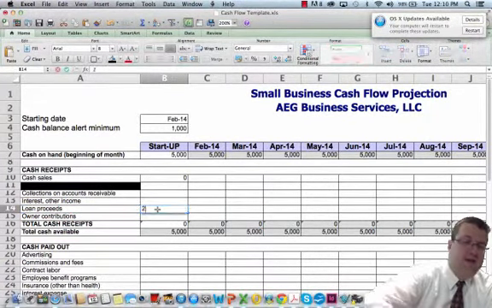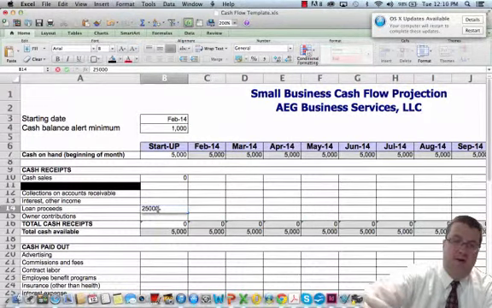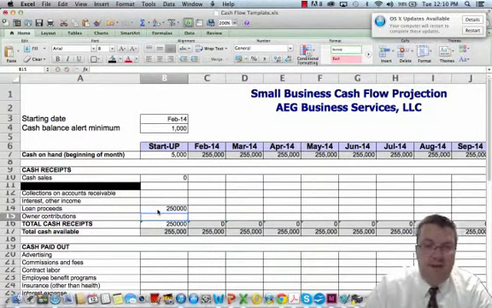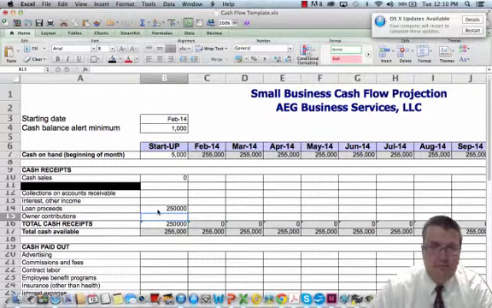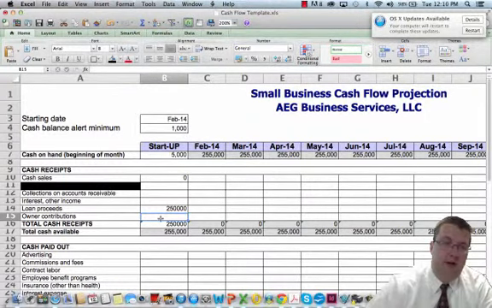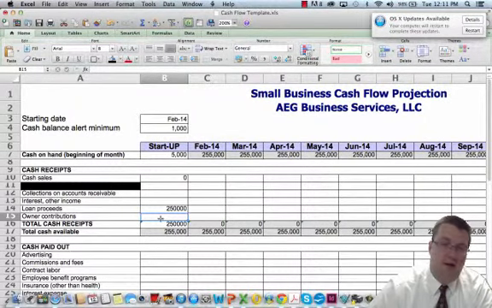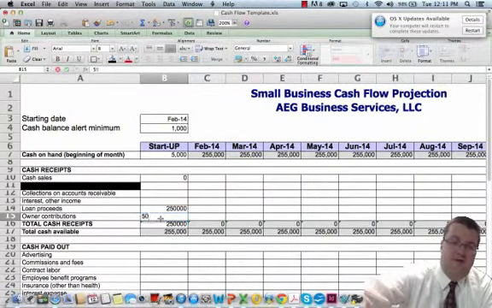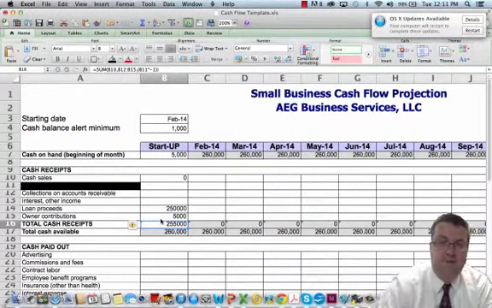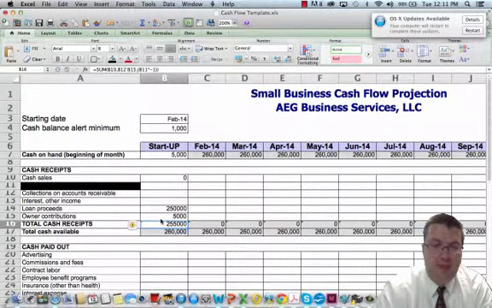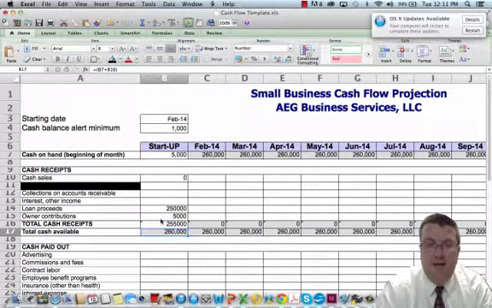Let's say I got a nice sized loan, $250,000. And for startup, I put in owner contributions of another $5,000. All right. And so my total cash available is $260,000.